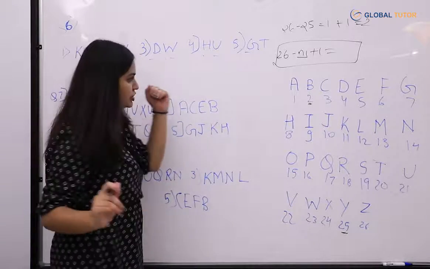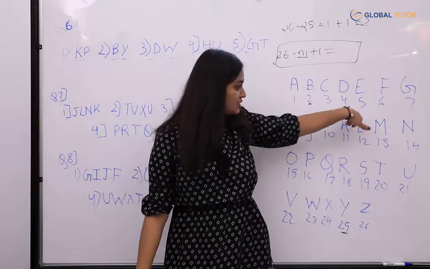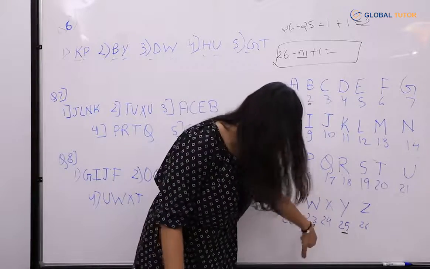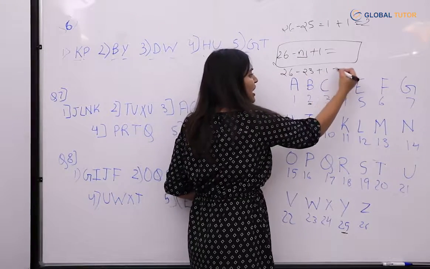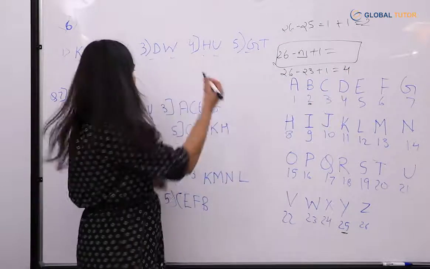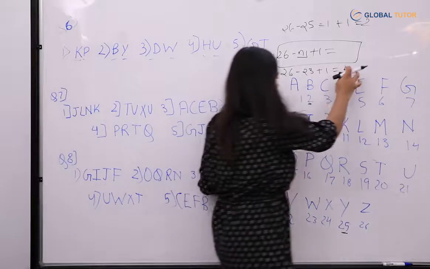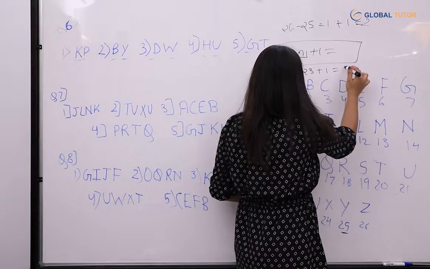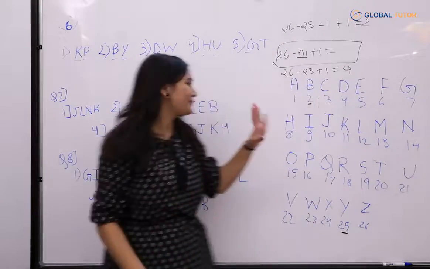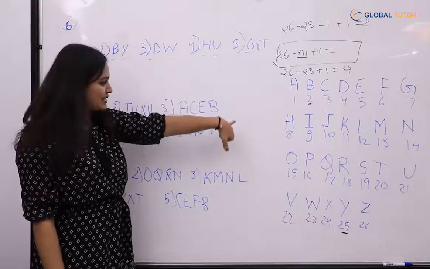Let's explore the same for D and W. D is the 4th element. W is 23, so it is 26 minus 23 plus 1, which is again 4. No, which is not 4. I'm really sorry. I think I got... Yeah, it is 4. It is 4. I'm sorry. So DW also follows the same pattern.